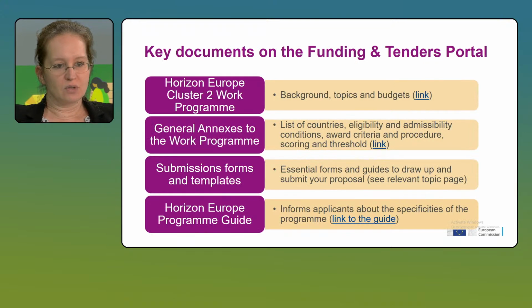When you are designing your proposal, I would invite you to first have a look at key documents that are all available on the Funding and Tenders portal. We have also embedded links in this slide, which I think will be made public or has already been made public. The key document, of course, is the Horizon Europe Cluster 2 work program, which defines the policy background for our topics, gives the topic descriptions for each, and also an overview of the budgets for each topic. There are also the general annexes to the work program, where you will find a list of eligible countries, some rules on eligibility and admissibility conditions, a description of the award criteria, and some rules also on the scoring and thresholds to be obtained.